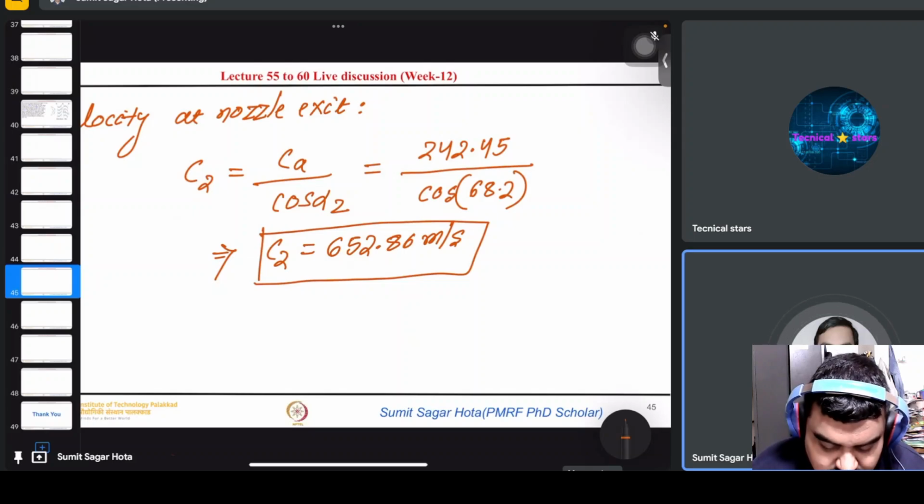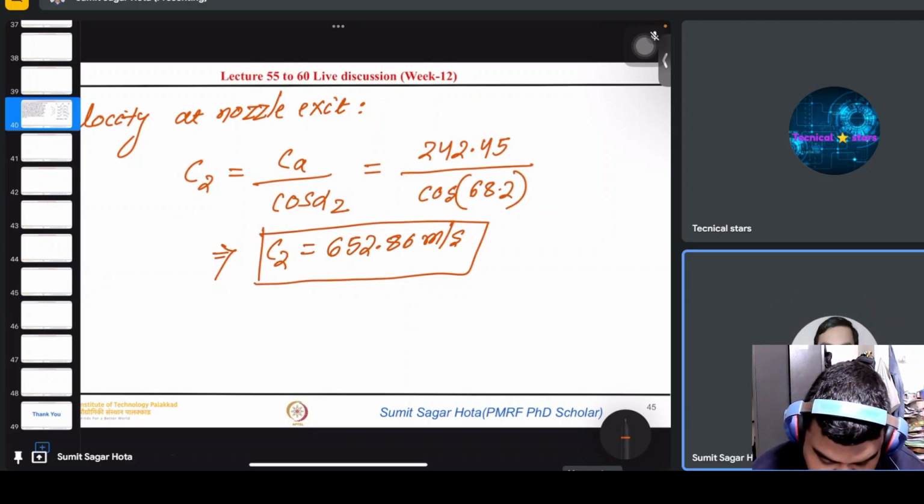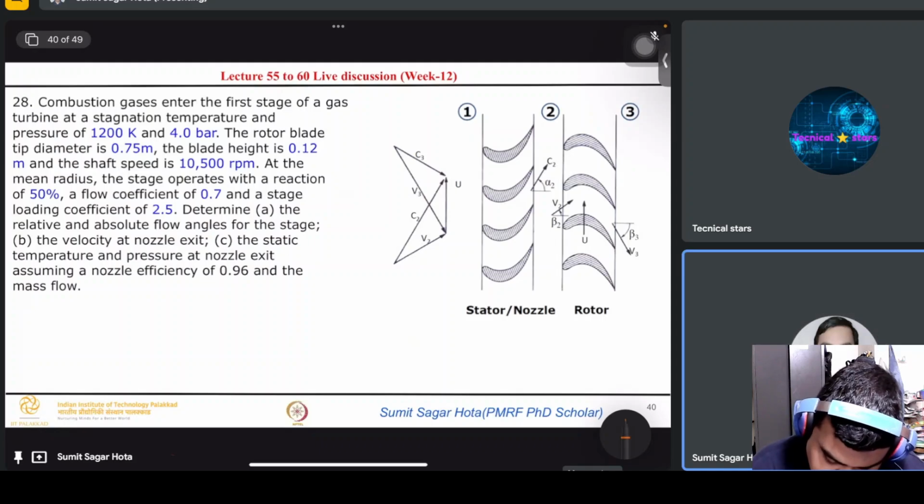So next we find out what? In the question it asked the static temperature and pressure at the nozzle exit. Static pressure and temperature we need to find out, especially T2 and P2, they are actually asking to find out. Very simple.